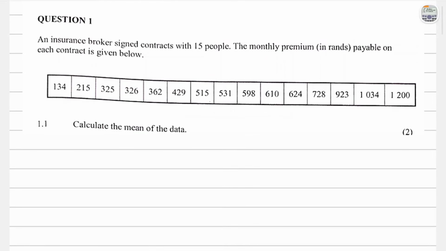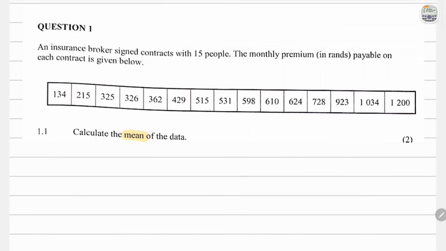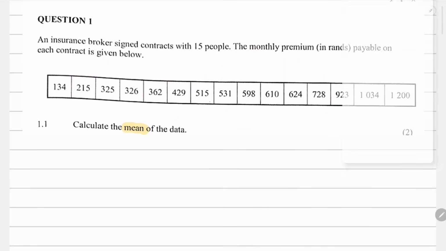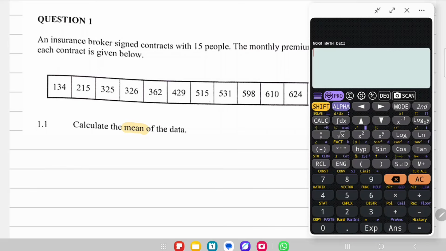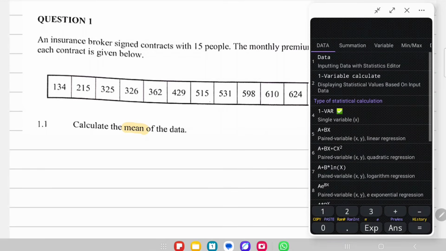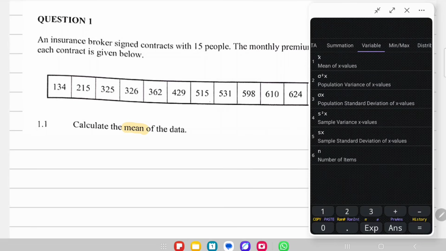So the first question is to calculate the mean of the data. Okay, so to calculate the mean of the data, you know the drill by now. You can use your calculator to do this. So on your calculator, you're going to press the button mode and you will see some options. You need to go for the option that says stat. And then you're going to go for the option that says variable, VAR, because right now we only have a one variable data set. So my calculator is over here.